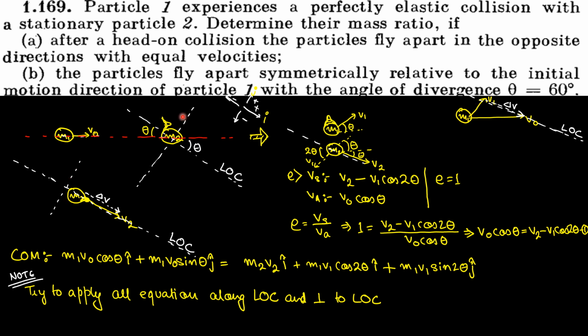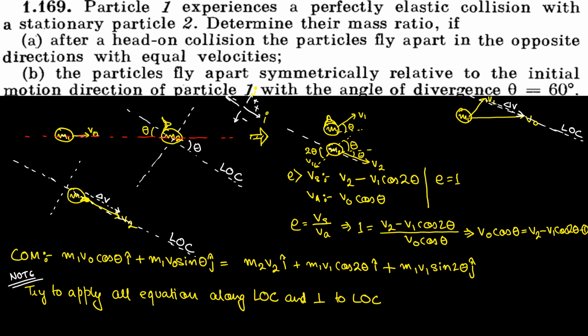The component of velocity perpendicular to the line of collision does not change, and you can apply the coefficient of restitution only along the line of collision. And for conservation of momentum, you can take any axis, but it is always advisable to use the coordinates along the line of collision and perpendicular to it. This much is understood. After that I have to simply solve these two equations.